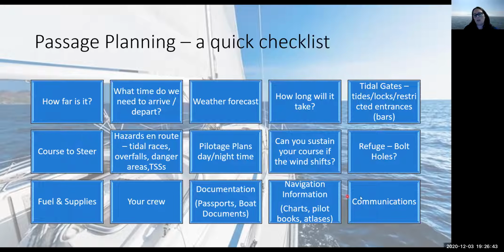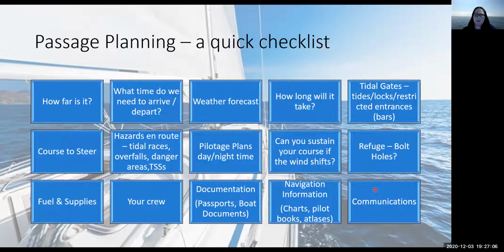And then what about my communications? Have a communications plan from start to finish. Who do I need to talk to depart? Who do I need to talk to en route? Who do I need to talk to when I arrive? Maybe I don't need to talk to anybody. Maybe I'm on a marina where I can just literally go sailing without, say, for example, here having to talk to the marina for a lockout.